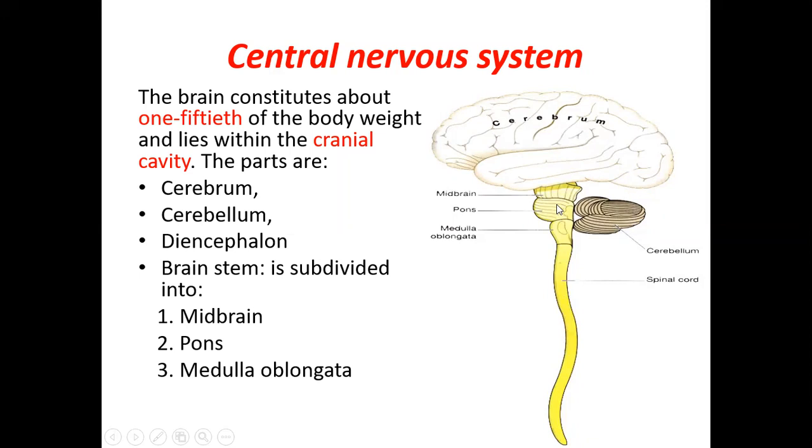The brain stem has three parts. From above downwards, it is the midbrain, pons, and medulla oblongata. And the cerebellum is just behind the pons, in connection with the midbrain as well as the medulla oblongata.